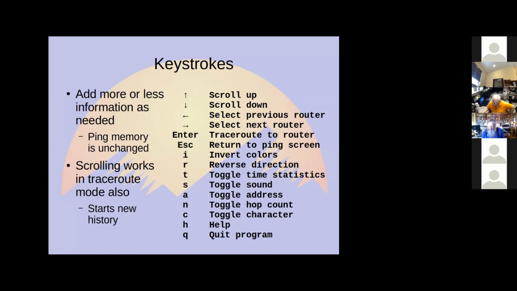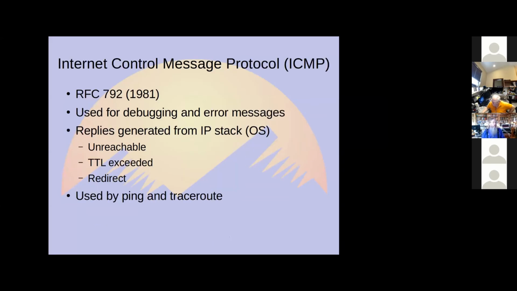So the question, of course, is how does this all work? Well, basically, ICMP, the Internet Control Message Protocol, has been around as long as the internet has been around. It was generally invented to debug the network, but it also is actually used for error messages. For example, if a site's unreachable, ping will actually send back some responses.